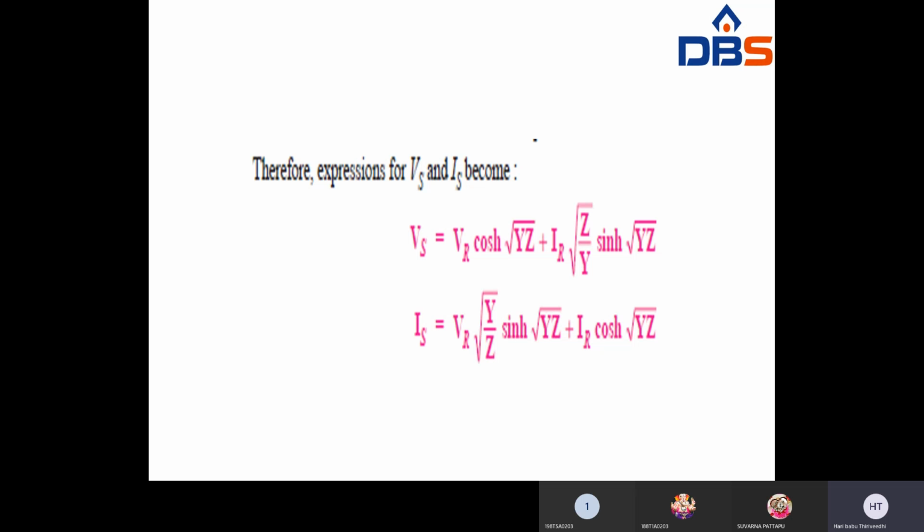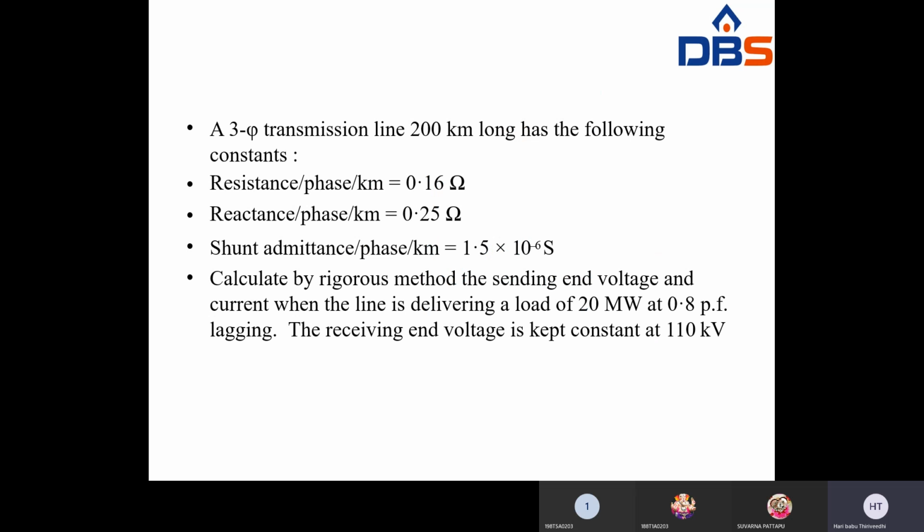And also power, efficiency: Vr IR cos phi r by Vs Is, that is Vr IR cos phi r by Vr IR cos phi r plus IR square R, right? And that way we have to calculate the regulation, and also sending end voltage, sending end current. They are calculating only sending end voltage and sending end current. They are not asking for voltage regulation, that's why we are not calculating it. Suppose they ask for regulation, you can calculate regulation also, right?